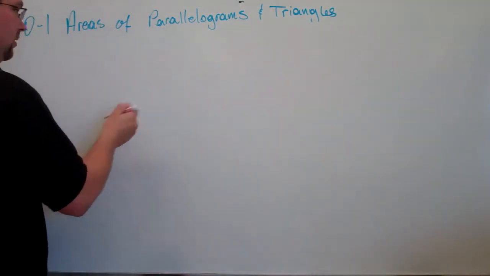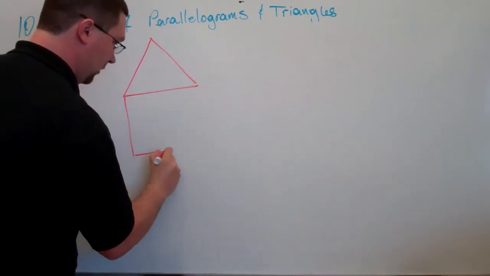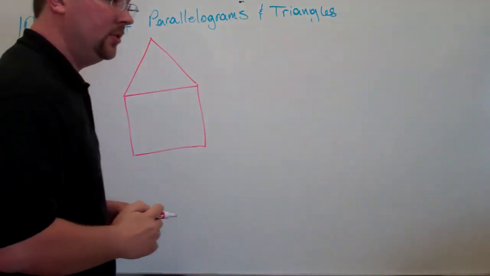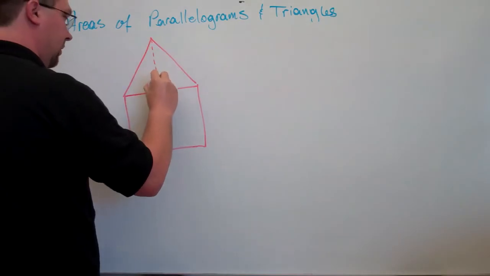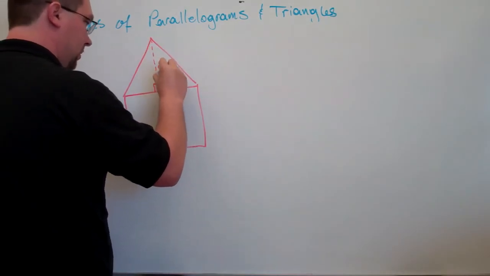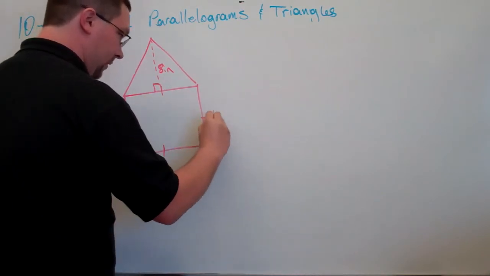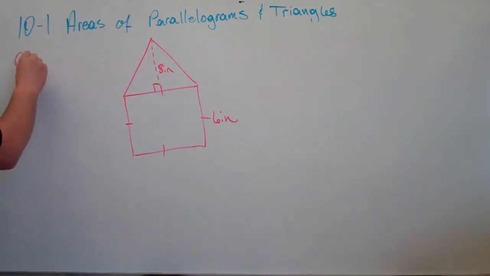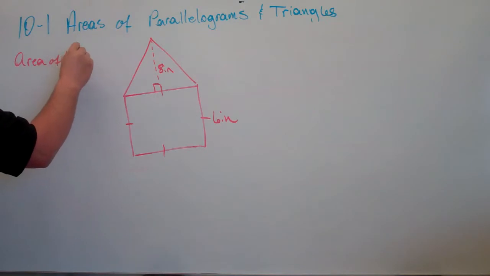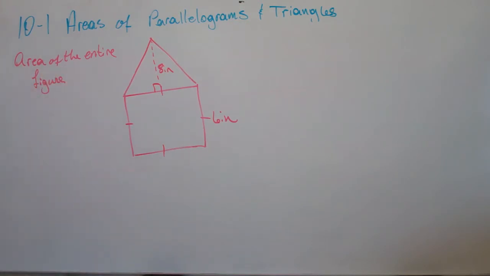Here we have a triangle sitting on a square. Alright, so here we have our altitude. This is 8 inches. This is a square with a side of 6 inches. We want the area of the entire figure.